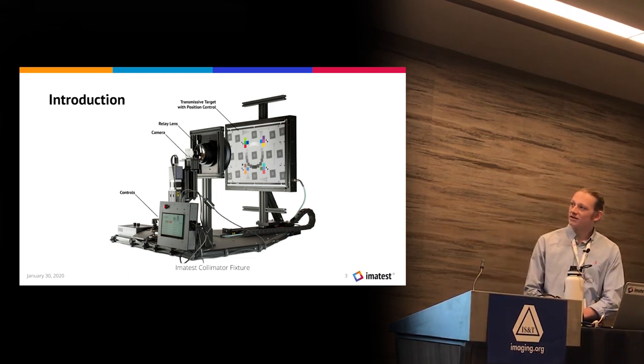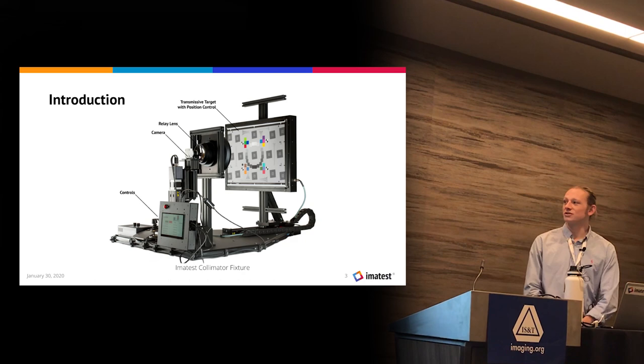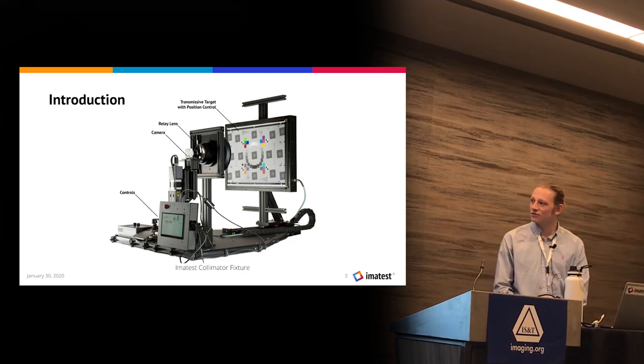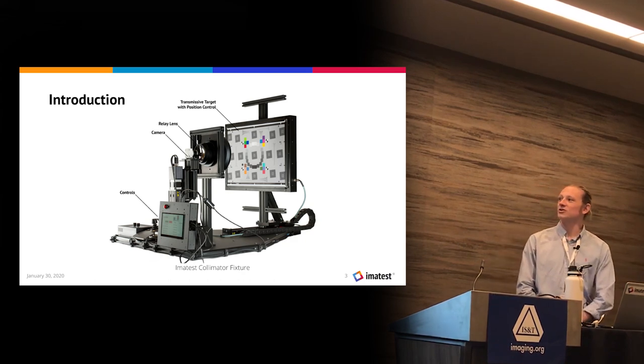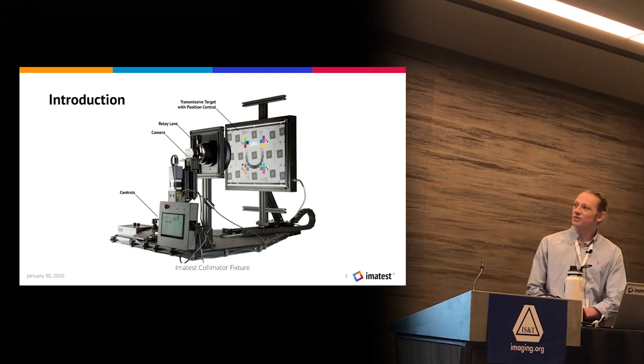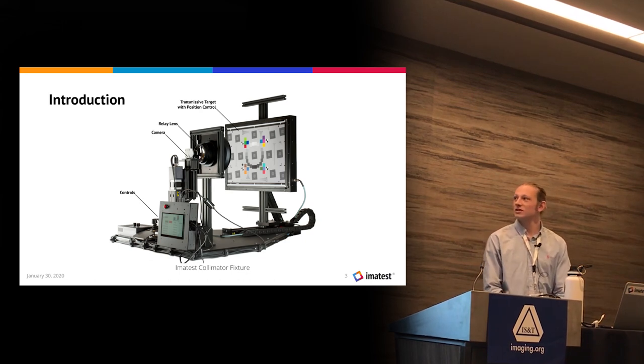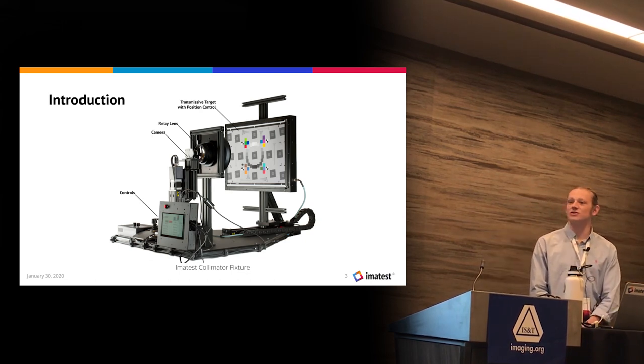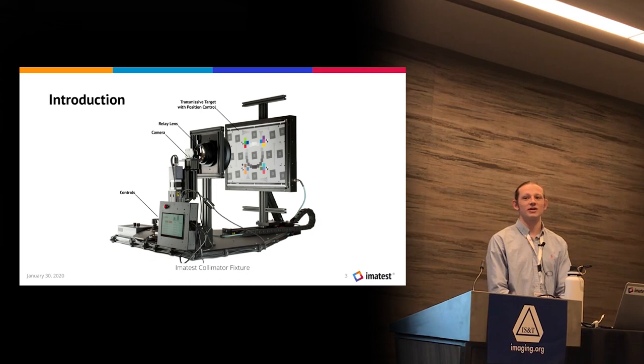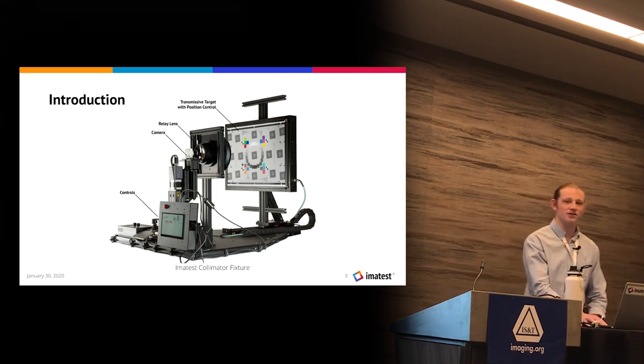We have a three-axis linear stage gantry that controls the position of the camera, as well as a fourth linear stage which controls the position between the tip of glass of the relay lens to a transmissive target. By precisely adjusting the distance between the tip of glass of the relay lens to the transmissive target, we can simulate specific simulated distances.